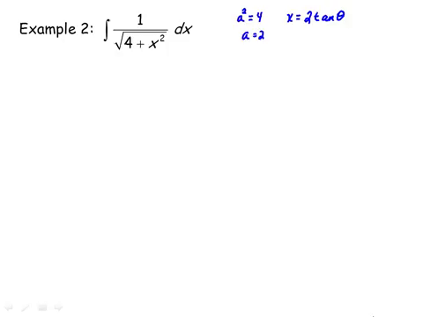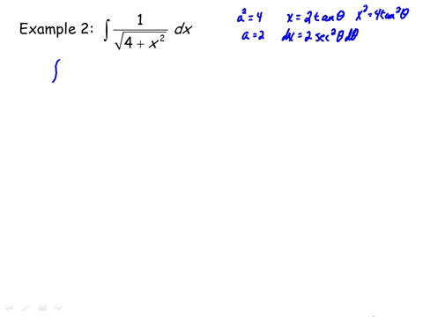So if we use trig substitution, you're going to have x is equal to 2 tangent theta. And so dx is going to be 2, and then the derivative of tangent is going to be what? Secant squared theta d theta. And then x squared, because we need that, is equal to 4 tangent squared theta. All right, let's substitute in.